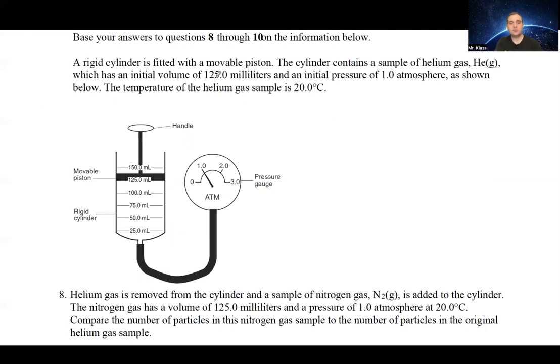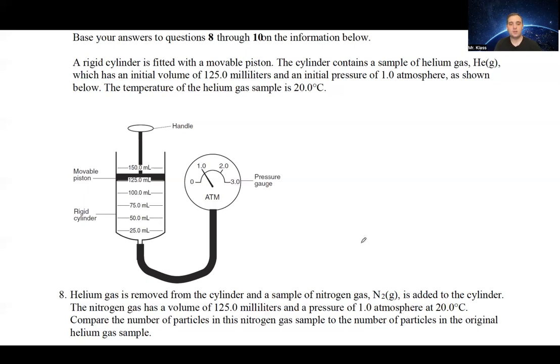This helium has an initial volume of 125.0 milliliters. We also see this from the graphic. And an initial pressure of 1 atmosphere. We can also see this in the graphic. The temperature of the helium gas sample is 20 degrees Celsius. Okay, so let's read our actual question. Helium gas is removed from the cylinder, and a sample of nitrogen gas is added to the cylinder. The nitrogen gas has a volume of 125 milliliters, pressure of 1 atmosphere, temperature of 20 degrees Celsius.